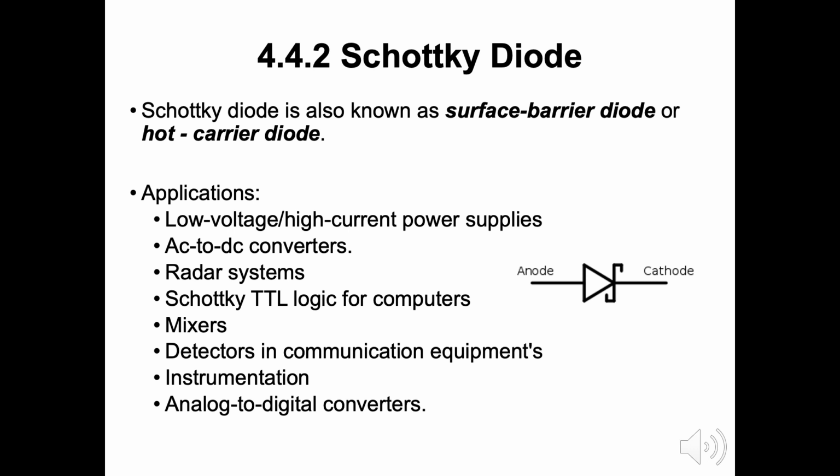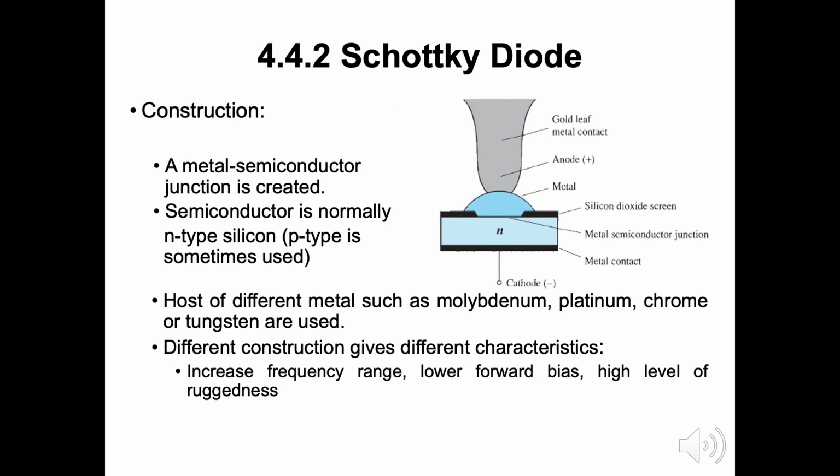Schottky diode is also known as surface barrier diode or hot carrier diode. The diode symbol is illustrated by this figure on the right-hand side. Here is the list of Schottky diode's applications. Speaking of Schottky diode, firstly, how it was made. Basically, it is a construction of a metal-semiconductor junction of normally N-type silicon. A host of different metals such as molybdenum, platinum, chrome, or tungsten are used.